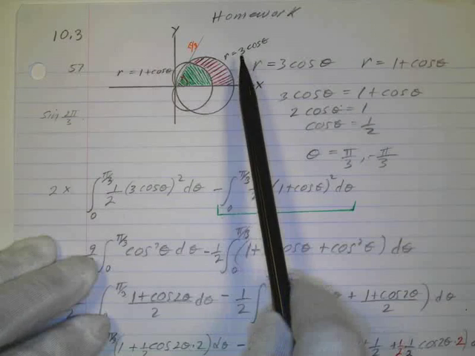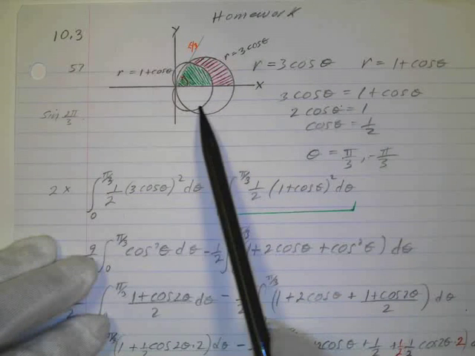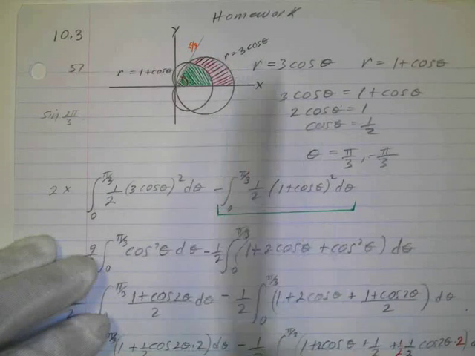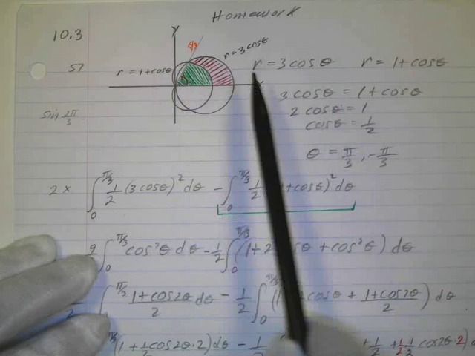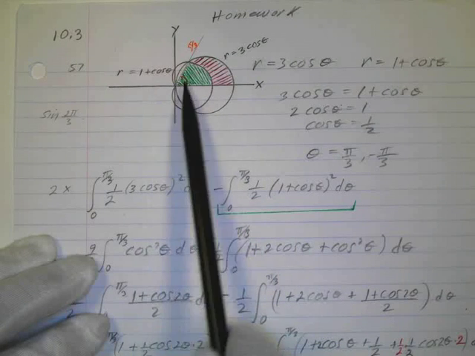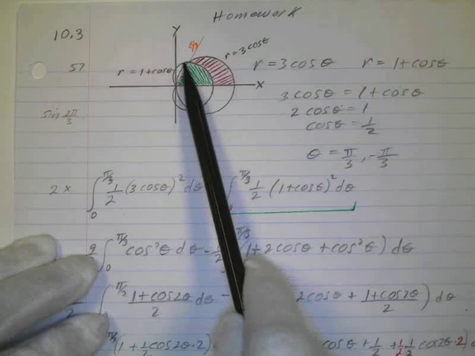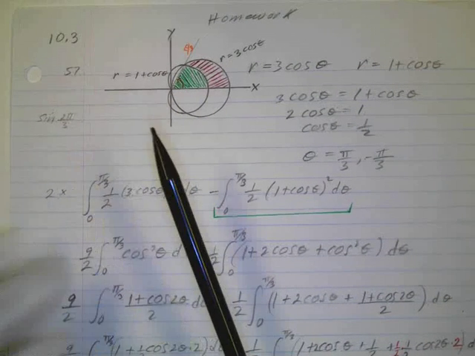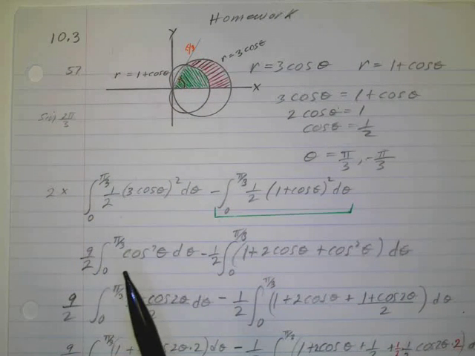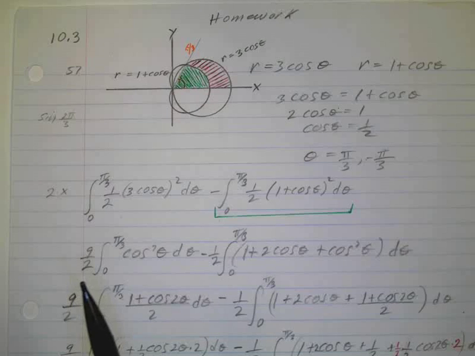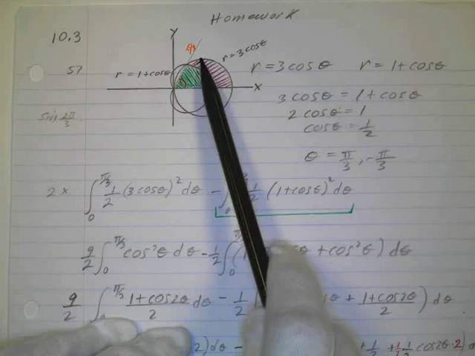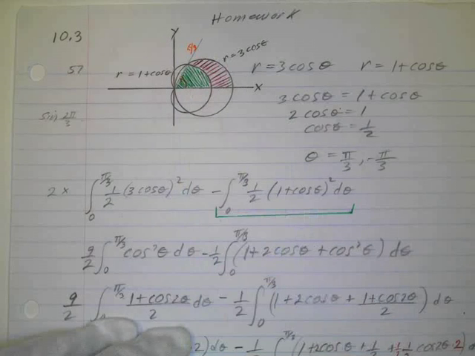So here's my circle, r equals 3 cosine of theta, and this is r equals 1 plus the cosine of theta. And you can see this over here. This is the cardioid, and we want the area that is inside the circle and outside the cardioid. The area that's inside the circle, but outside the cardioid.